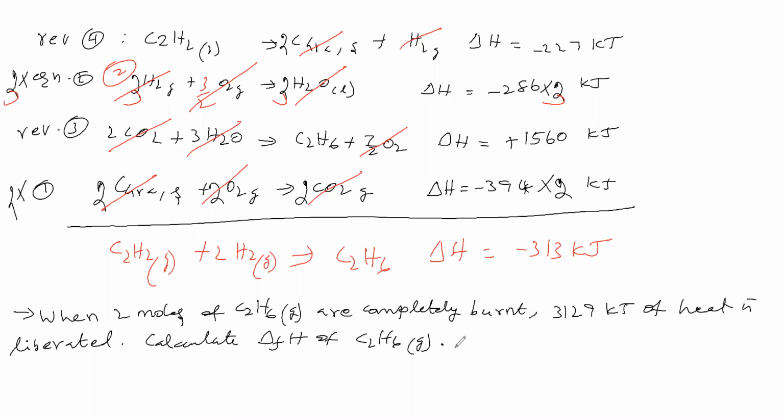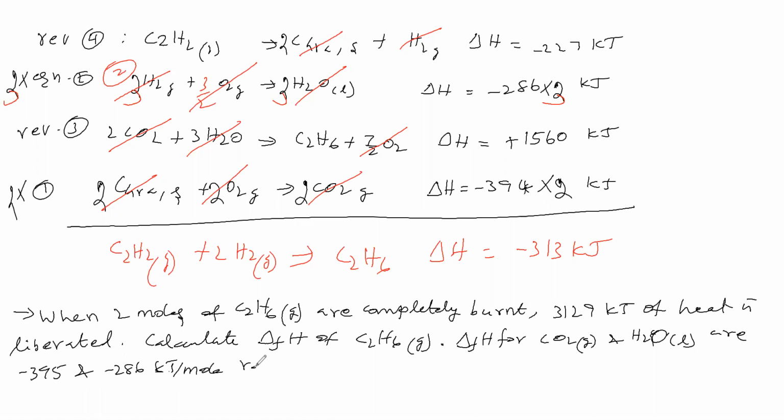Delta HF for CO2 gas and H2O liquid are minus 395 and minus 286 kilojoule per mole respectively.